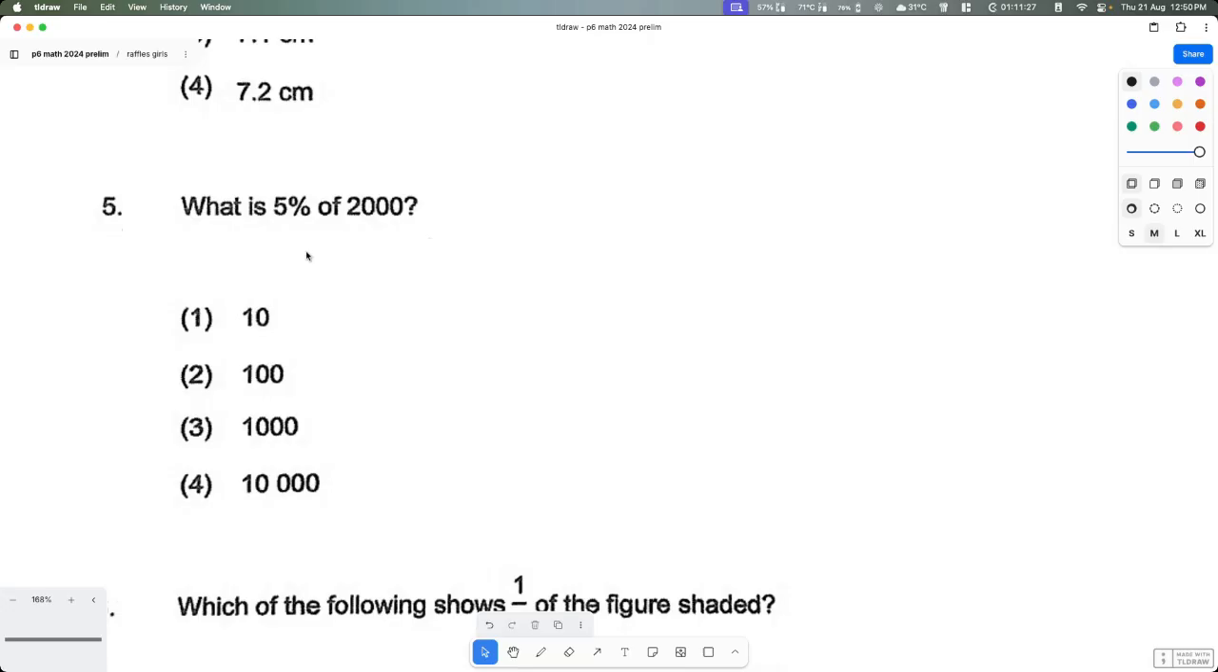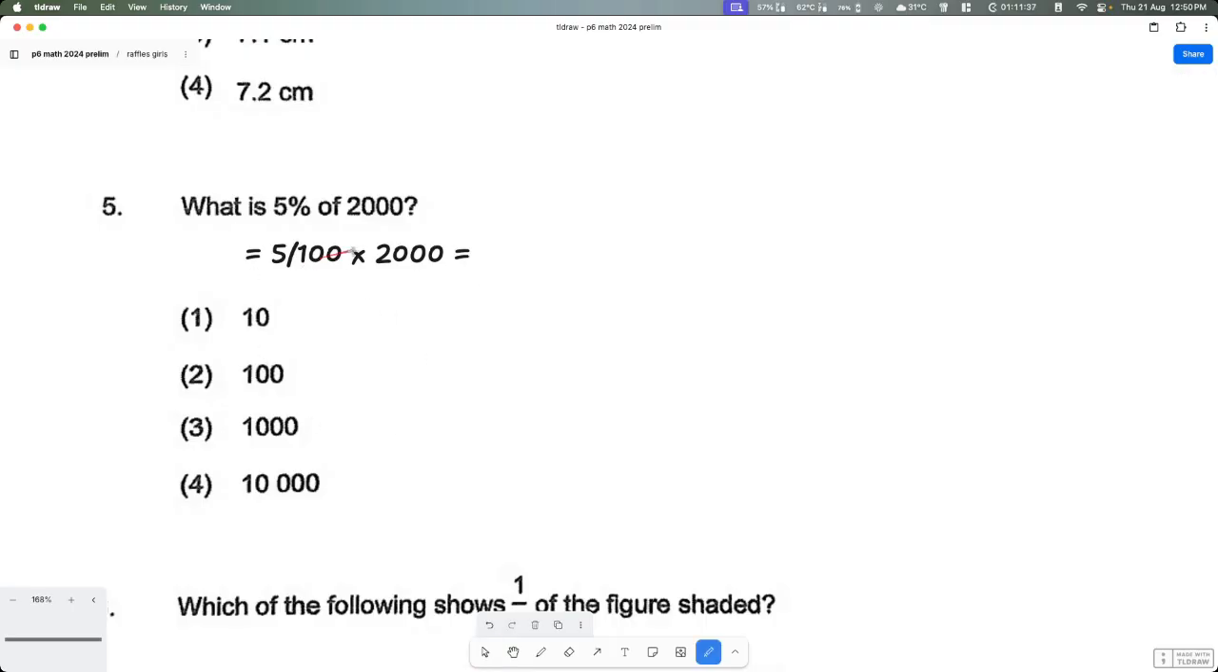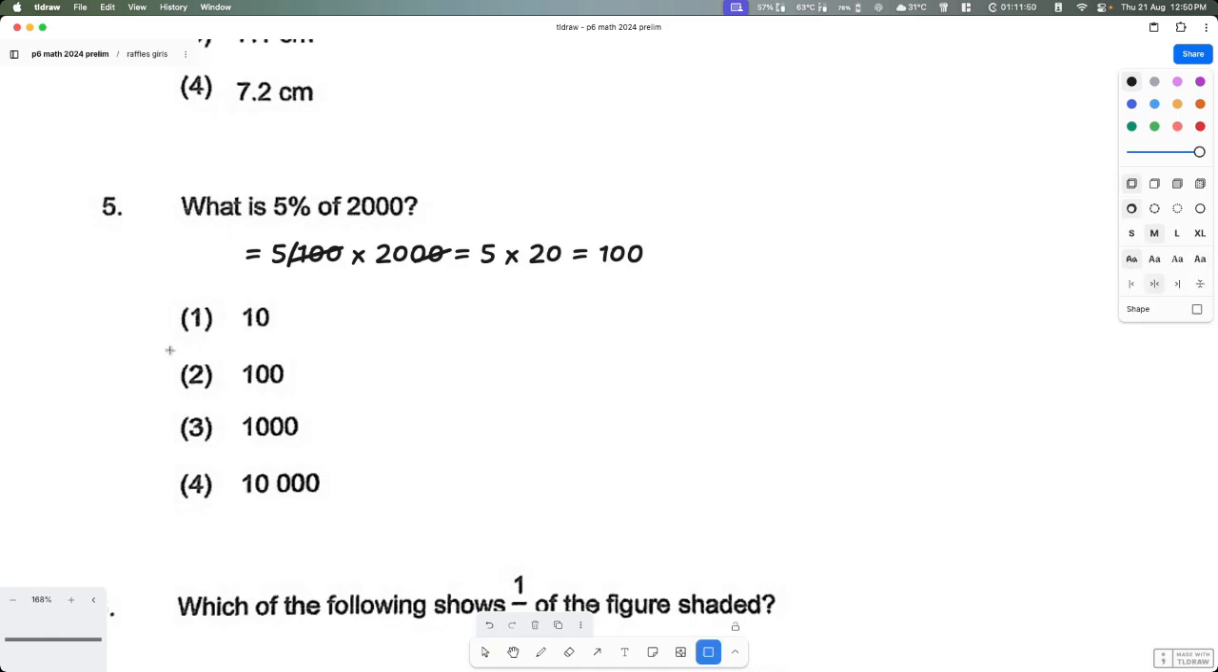What is 5% of 2000? 5% is equal to 5 out of 100 times 2000. We can do the cancellation of 100, the cancellation of 2 zeros. So this will become 5 times 20, and this will become 100. There you go. The answer to question number 5 is number 2.